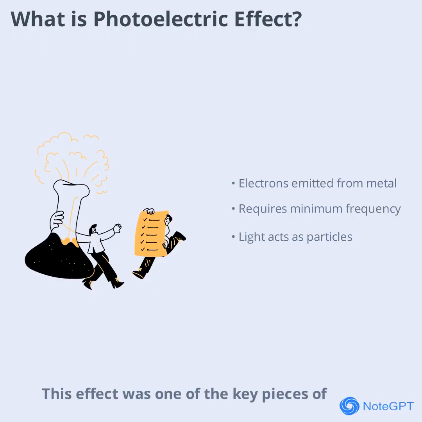This effect was one of the key pieces of evidence that light behaves not just as a wave, but also as a particle. The emitted electrons are called photoelectrons, and the process only occurs if the frequency of the incident light is equal to or greater than the threshold frequency specific to the metal. This discovery paved the way for quantum physics.